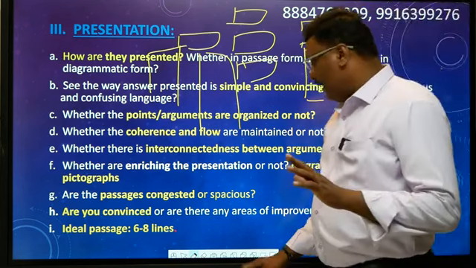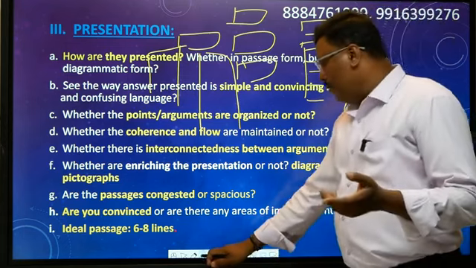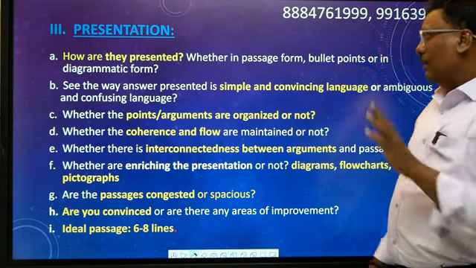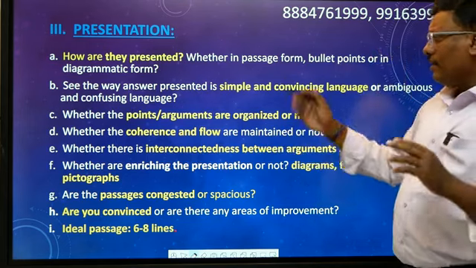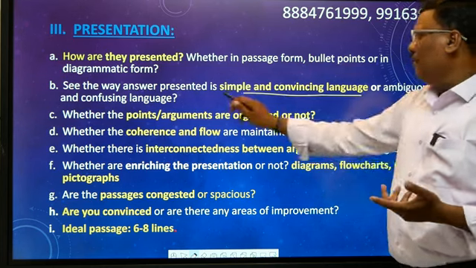This is going to add muscle into your answer writing. Presentation is most crucial. How are you presenting your answer in a very appealing manner, and do not scribble. That involves your language, handwriting and everything, right? So see whether the answer presented is in simple and convincing language. You don't need exceptional language.